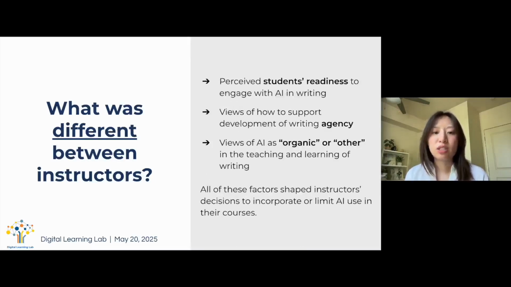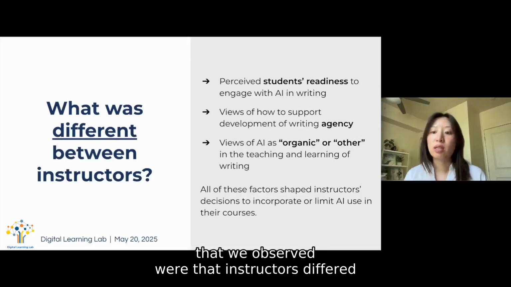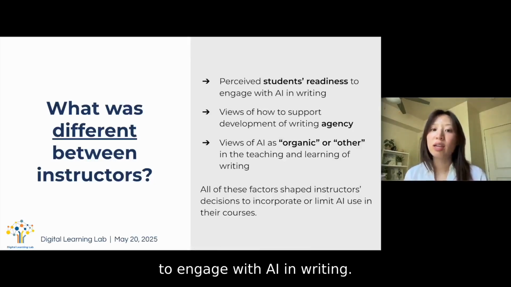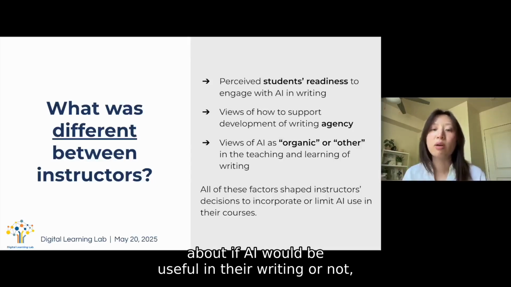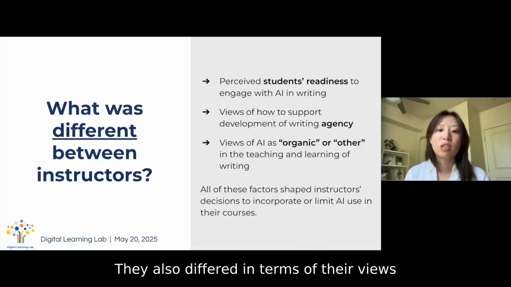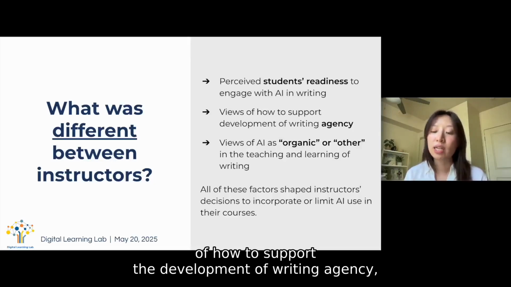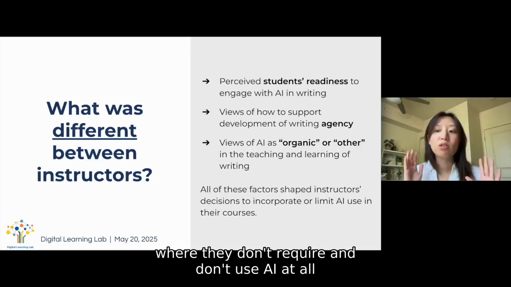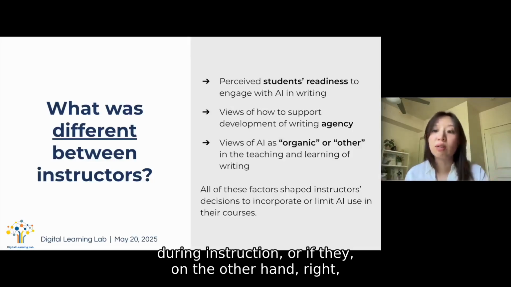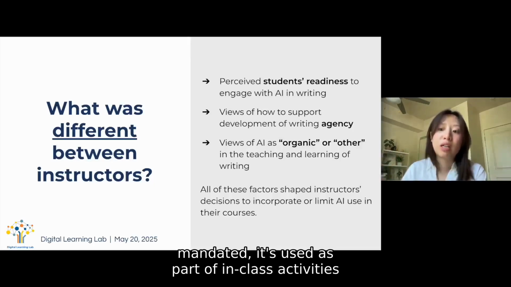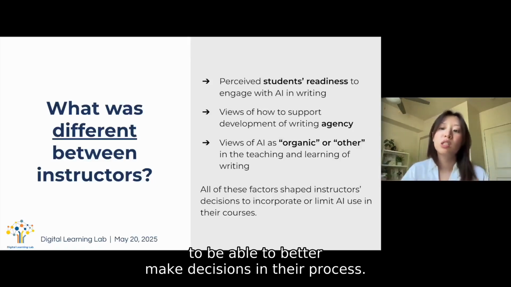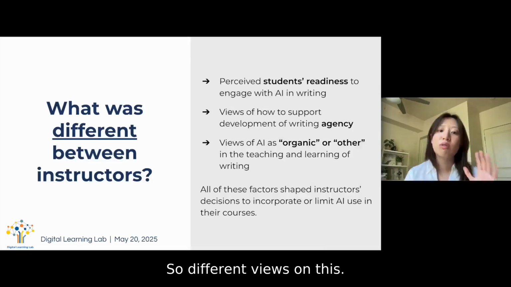And then what was different between instructors? There are many things, but some of the themes that we observed were that instructors differed in terms of how they perceived students' readiness to engage with AI in writing. So if they were ready to make decisions about if AI would be useful in their writing or not, they differed in that perception. They also differed in terms of their views of how to support the development of writing agency, whether to take a completely hands-off approach where they don't require and don't use AI at all during instruction, or if they, on the other hand, mandated its use as part of in-class activities in order to make sure they're all being exposed to and get practice with using AI tools to be able to better make decisions in their process. So different views on this.